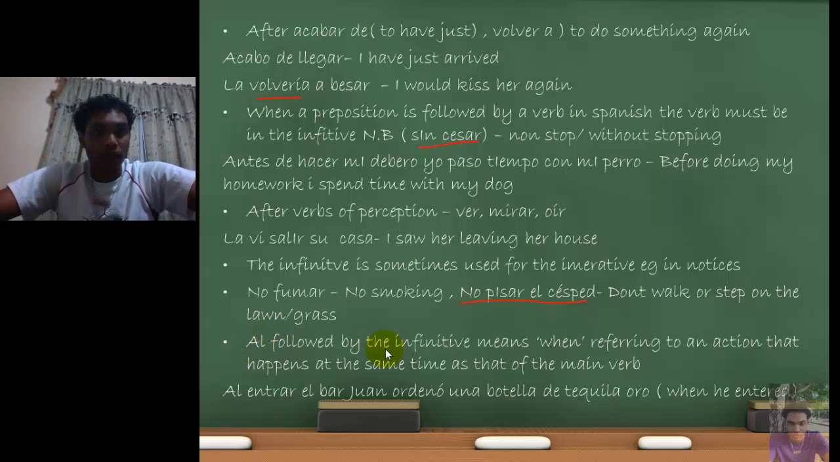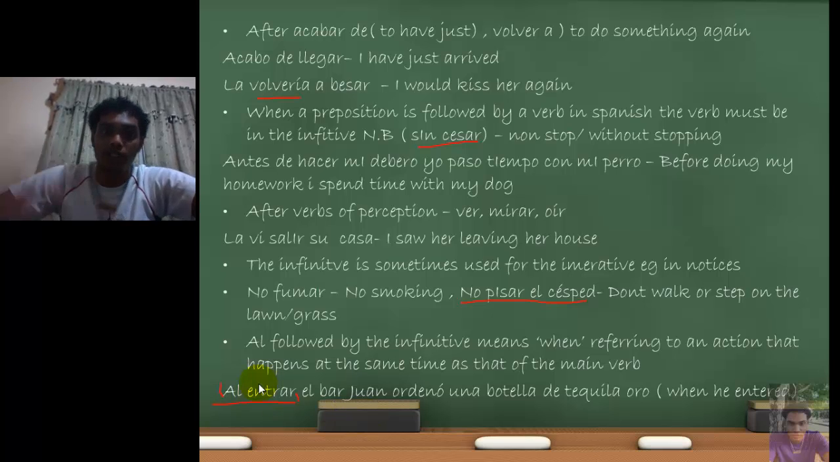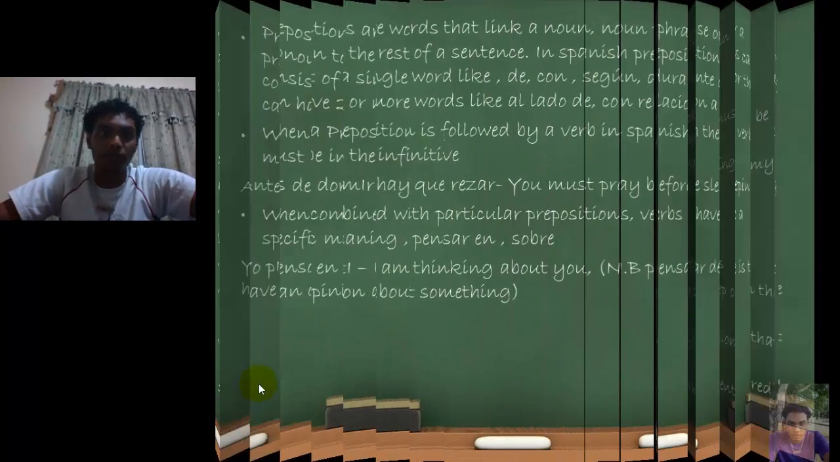Right? Al followed by the infinitive means when. So por ejemplo, al entrar el bar, Juan ordenó una botella de tequila oro. Right? When he entered the bar, John ordered a bottle of gold tequila. Right? But al plus any other verb, right? When it's separated means on entering, on eating, al comer, anything, right? Okay.